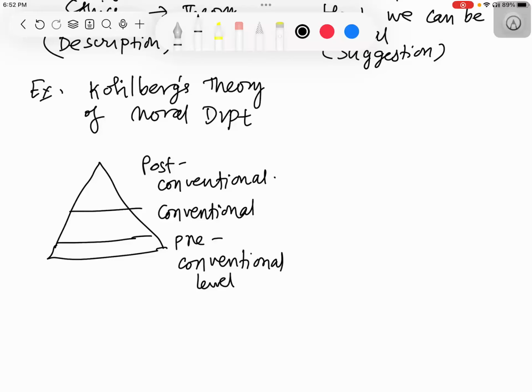So this is Kohlberg's theory of moral development, right? Again, see, Kohlberg is not prescribing to anyone that your ethical standard should be post-conventional, or conventional, or pre-conventional. He is only describing how ethics develops.